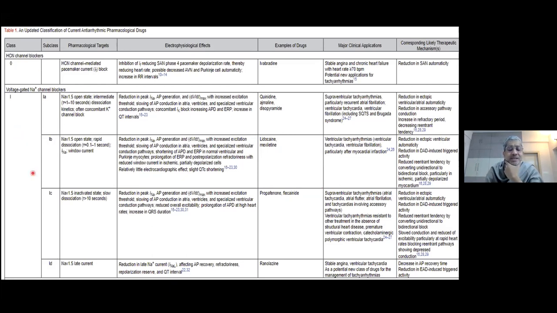And this Vaughan-Williams-Singh classification already we have discussed, 1B, 1C, 1D very clearly. And I just wanted to recapitulate where you are going to use quinidine, disopyramide for supraventricular tachycardia, but rarely you need to give them unless you wanted to decrease the production of ectopic and ventricular automaticity. So for supraventricular tachycardia, these are drugs not used these days. But lidocaine, mexiletine for ventricular tachycardia, not for supraventricular tachycardia, very clearly we need to understand.